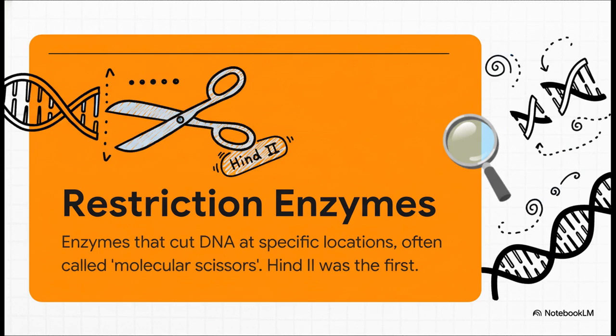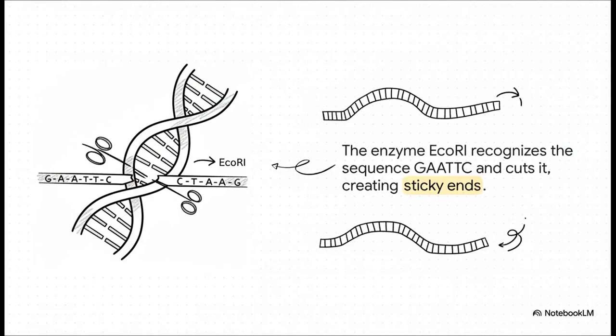They scan along a DNA molecule looking for a very specific sequence of letters. And when they find it, they make a cut. Simple as that. And a great fact to remember for your exam, the first one ever properly identified and understood was called Hind-2. Let's get a closer look at how these scissors actually work, using a famous one called EcoRI.